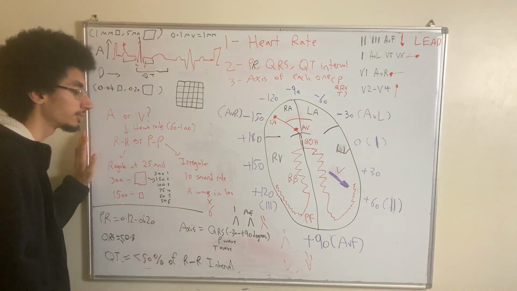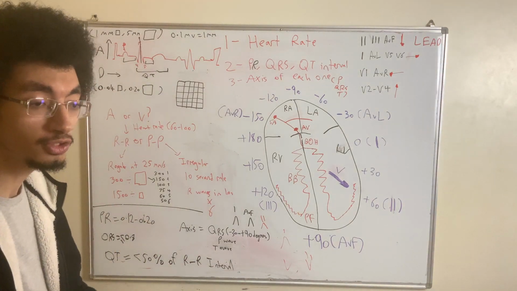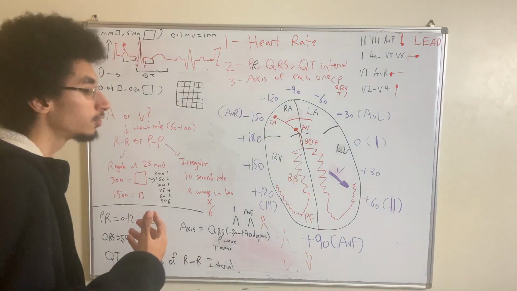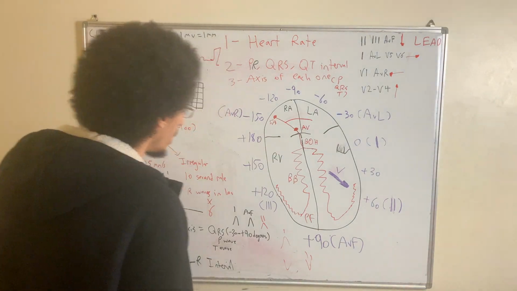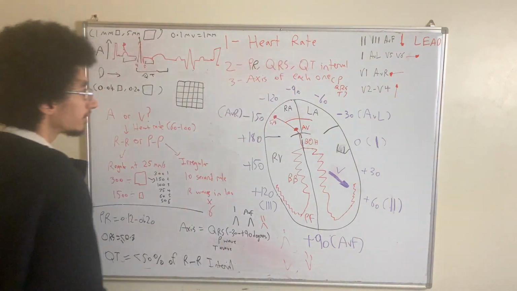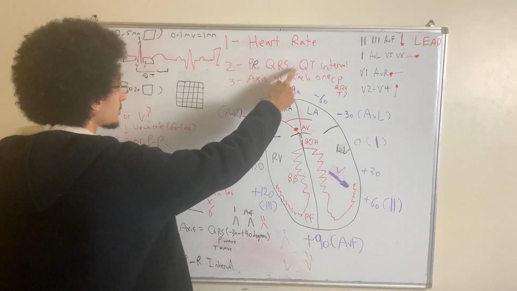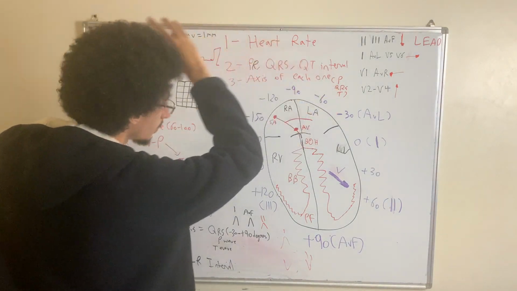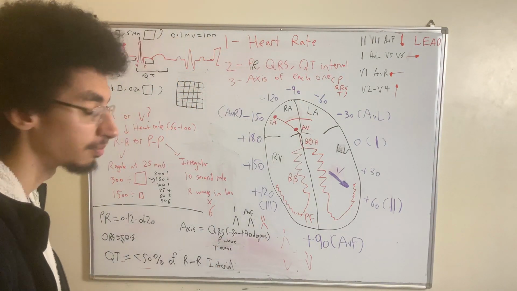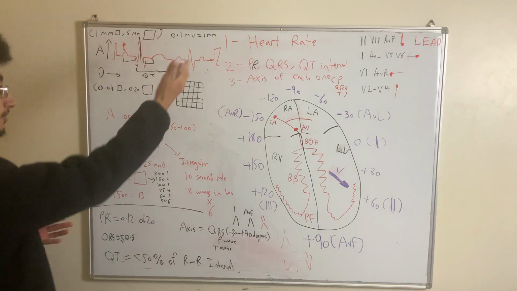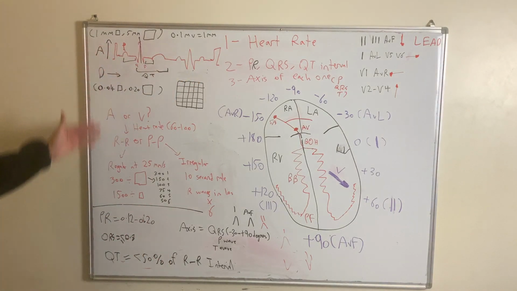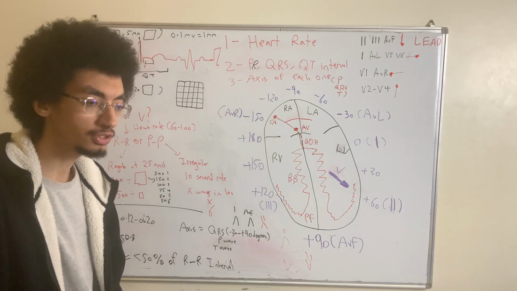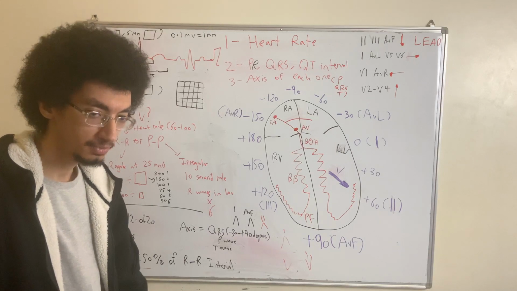But for now, we finish with the axis. And thus, we finish with the first 3 steps of searching on an EKG. I recommend you look on Google and you revise calculating the heart rate, assessing the PR, the QRS, and the QT interval. And then you look at the axis of the P wave, the QRS, as well as the T wave. We finish the first 3 steps in all the details. In the next video, we'll talk about abnormalities at last.